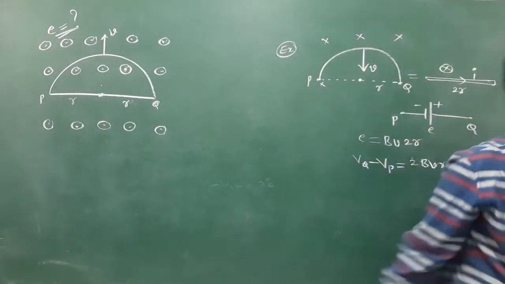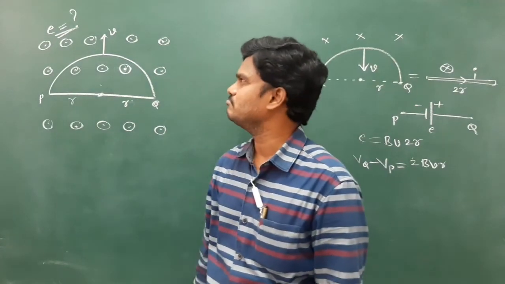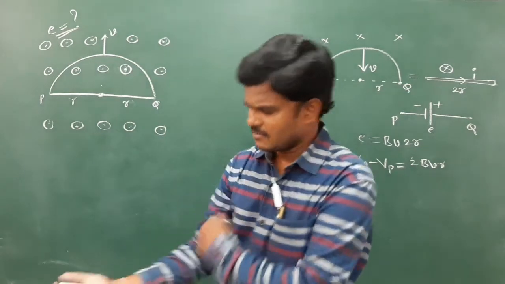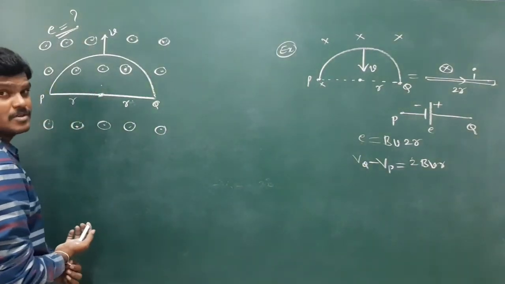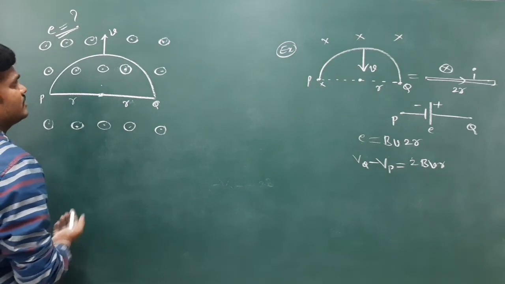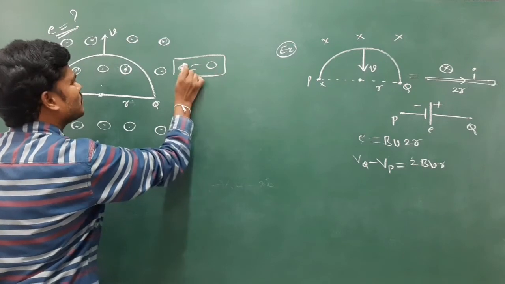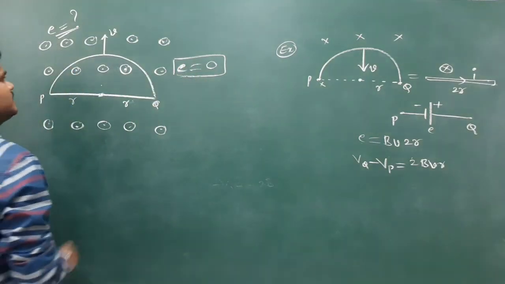Very simple logic. This is a closed loop. Then the induced EMF becomes 0 because it is a closed loop. Otherwise, you can split this loop into two parts. Anyhow, this is a closed loop, so the net EMF becomes 0. Otherwise, see the above one.